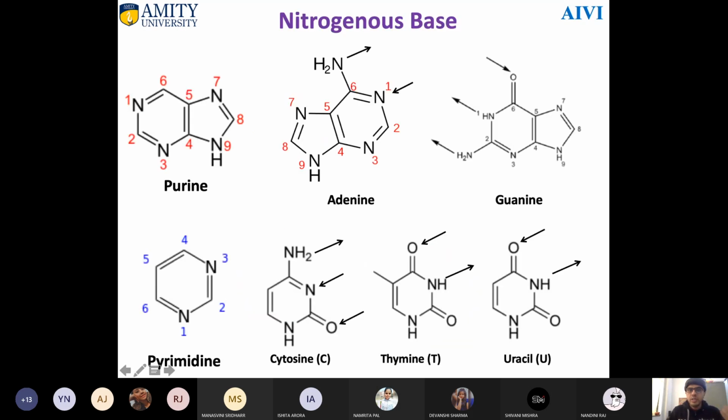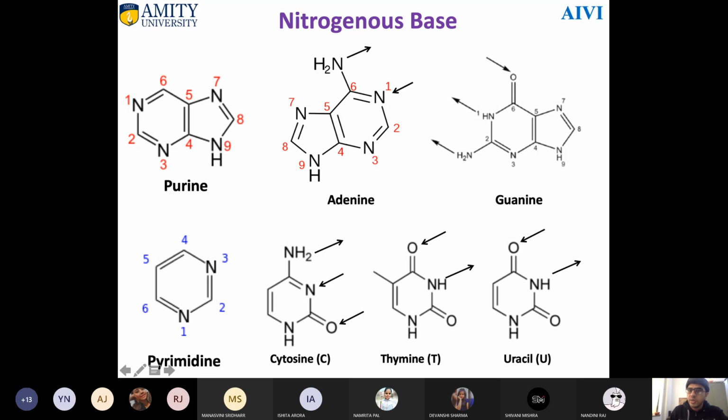The third component is the nitrogenous base. On the basis of the nitrogenous base, the difference is created within the nucleotide. There are two types of nitrogenous base: purine and pyrimidine. Purine is further of two types, adenine and guanine. Purines have a 9-membered ring system, both guanine and adenine, whereas pyrimidines have a 6-membered ring. Both contain nitrogen, which is why we call them nitrogenous bases.